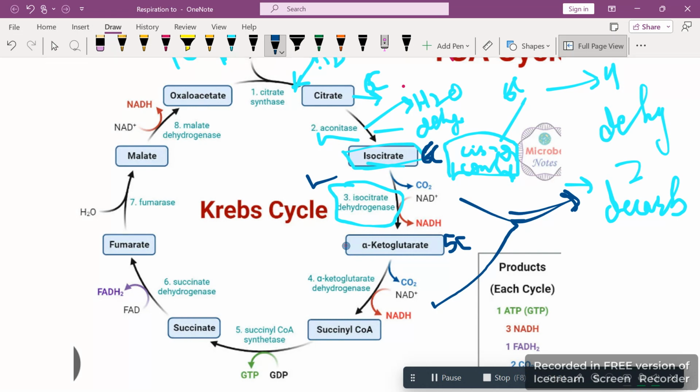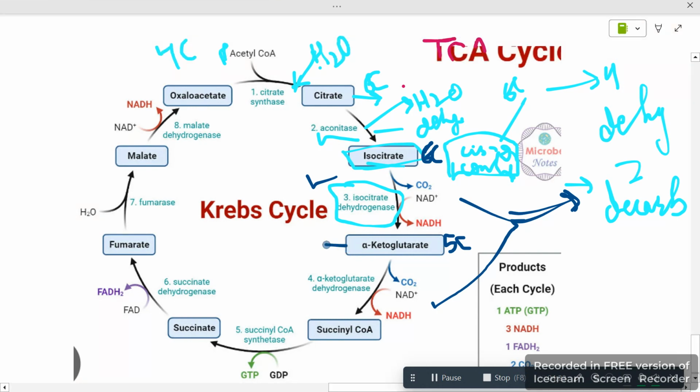So after that we have alpha ketoglutarate, and here as I just told you decarboxylation happens. The enzyme which has been used here is known as alpha ketoglutarate dehydrogenase, and this is a 5 carbon containing compound. NAD is converted into NADH. After that it will form succinyl CoA. This is a 4 carbon containing compound, because 1 carbon has been released here.